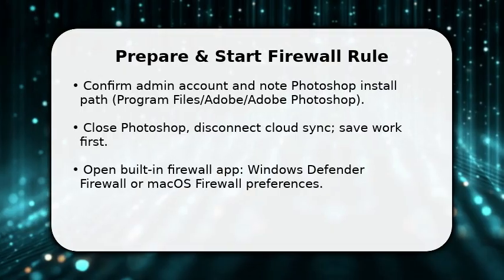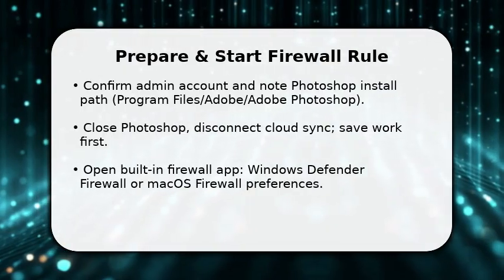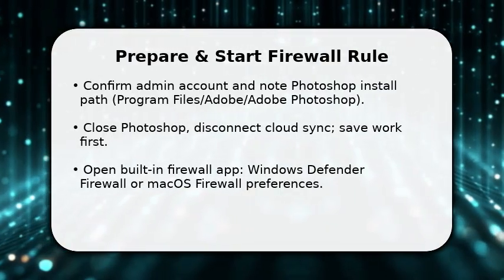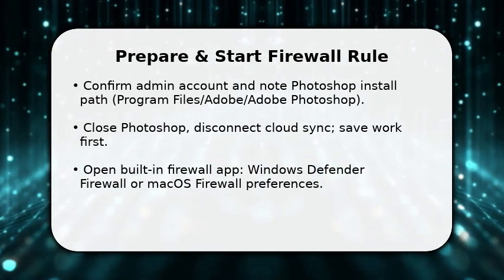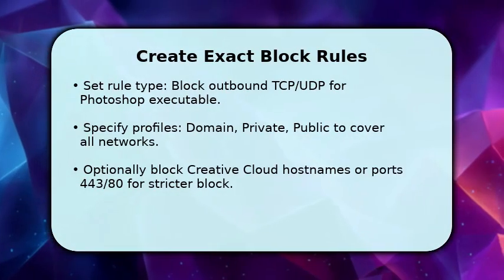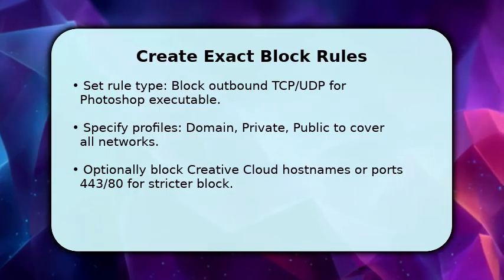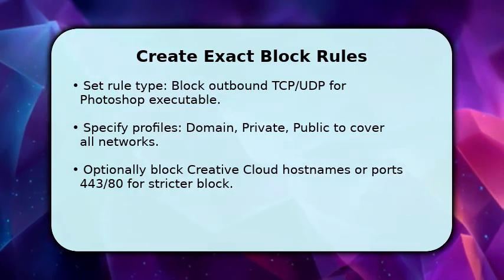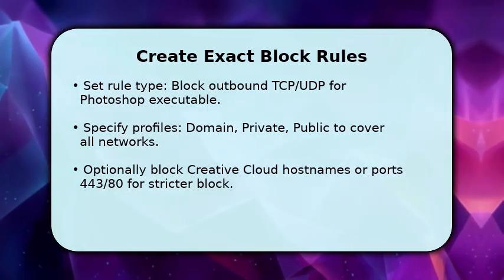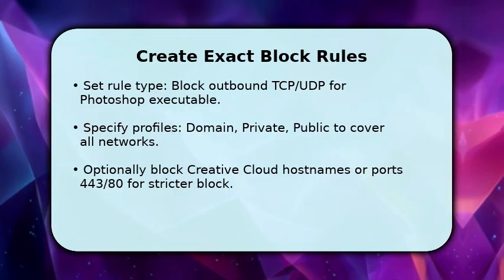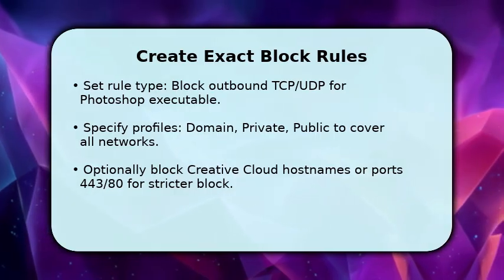Begin creating a new outbound rule. Choose Program Rule and point it to the Photoshop exe or app bundle so the rule targets the correct binary. Now configure the rule specifics so traffic is reliably stopped. Select the program path, then choose Block the connection for outbound traffic. Include both TCP and UDP where applicable to catch all protocols.